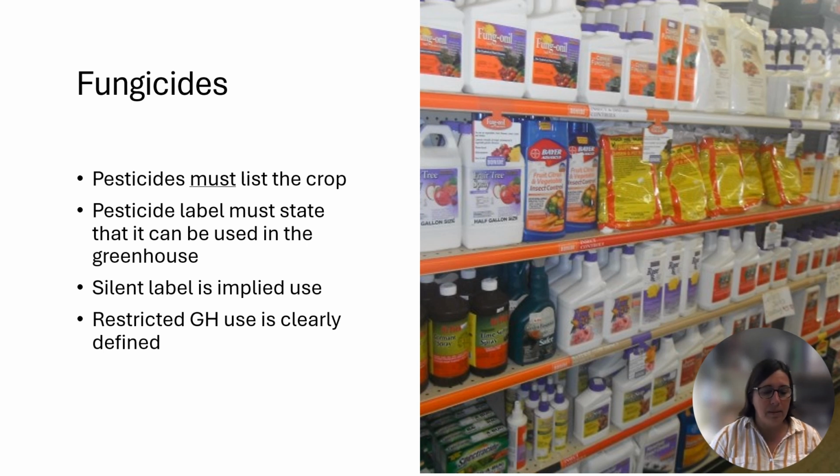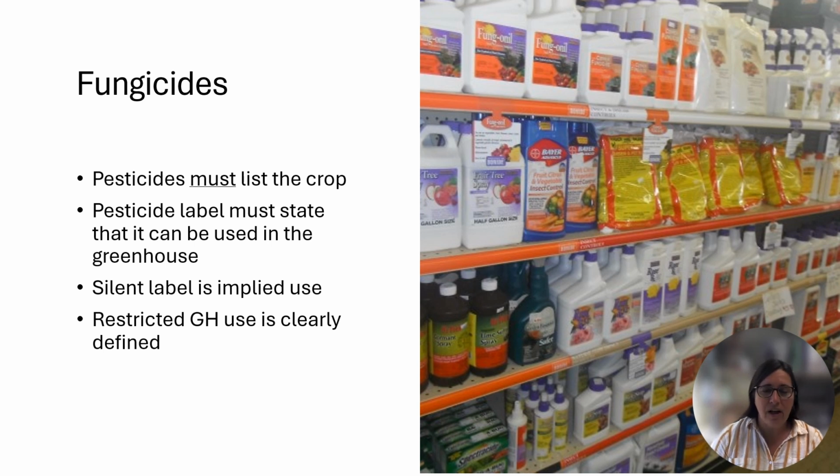Remember that disease triangle that we saw: using fungicides is one way of eliminating the pathogen component of that disease triangle. Keep in mind, though, that when establishing a fungicide program, a couple of things are very important. First of all, any pesticide, fungicides and other types of pesticides, must include the crop that you're using it on. Secondly, that pesticide label must state that it can be used in a greenhouse.